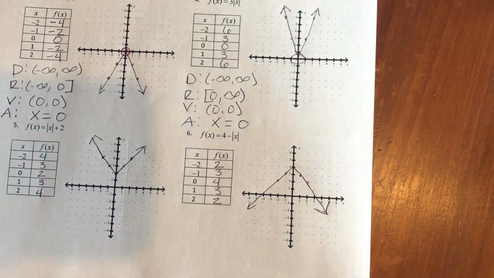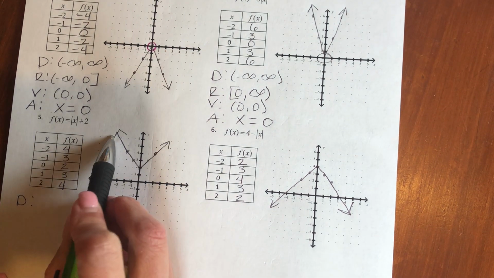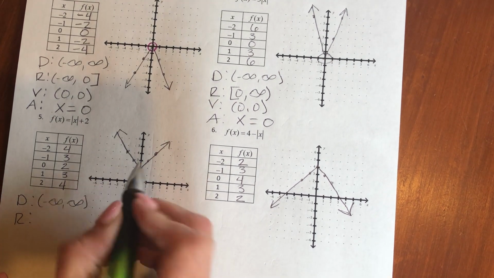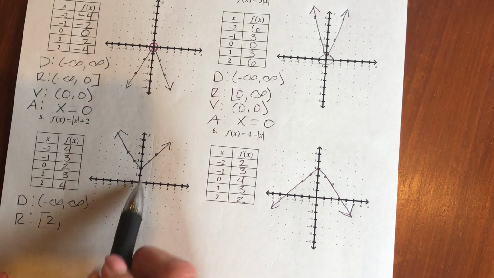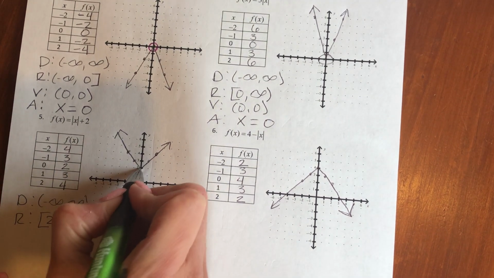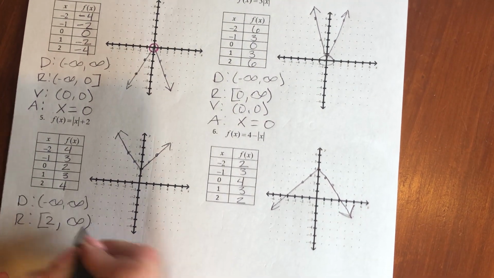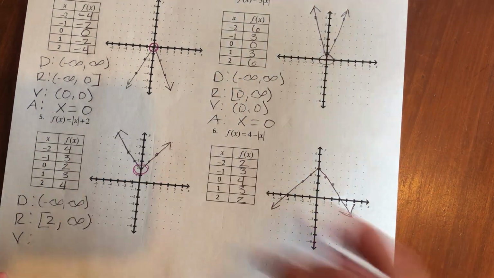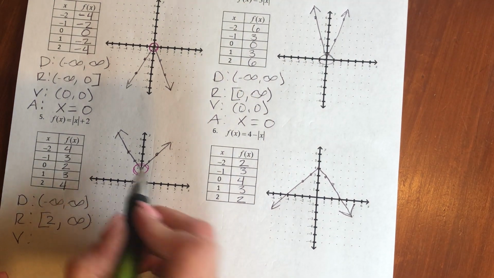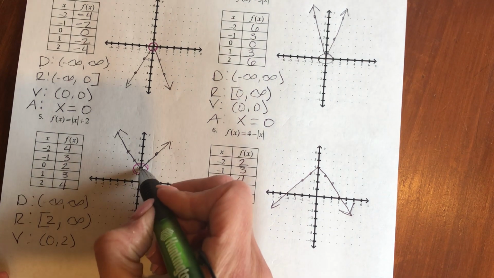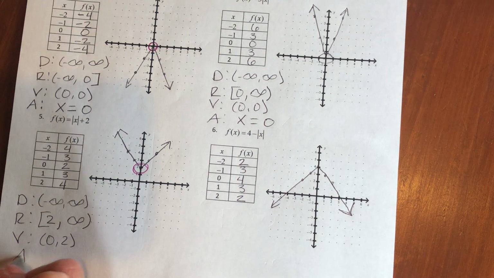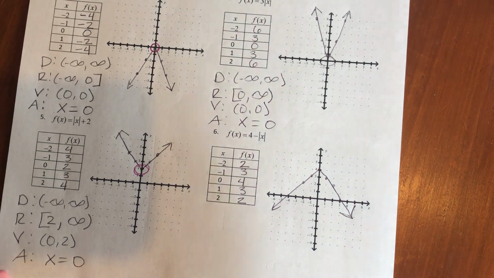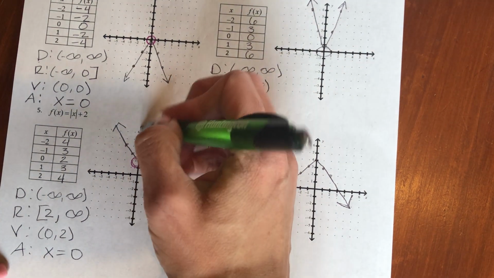All right, here's another one. Domain, negative infinity to infinity. Range, bottom to top, 2 is the bottom. So you're looking at the y value. What is the y value right here? It's 2. And then the top would be infinity. Vertex is this point right here. What is the coordinate of that point? That is the point 0, 2. X is 0, y is 2 at this point right here. Axis of symmetry, x equals this number right here, so x equals 0. That's your axis of symmetry, this line right here.